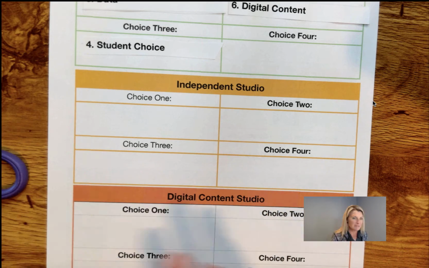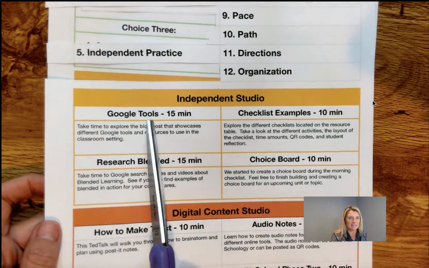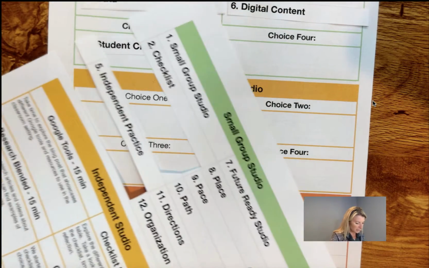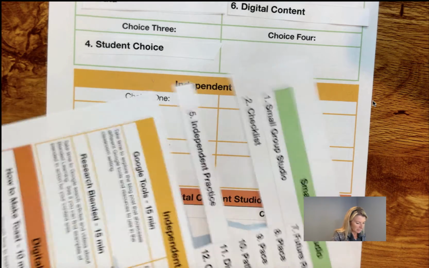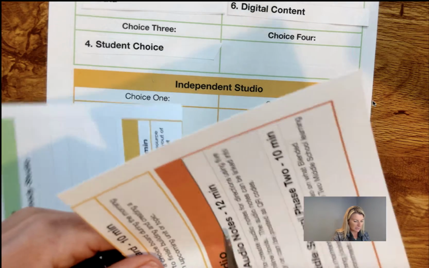And I'm going to do the same thing for independent practice. So independent practice, it has the name of the different activity, and then it has how much time. So maybe I want to spend a little bit more time with working on my choice board. So I'm going to go over here. I'm going to cut out choice board, and I'm going to glue it in.